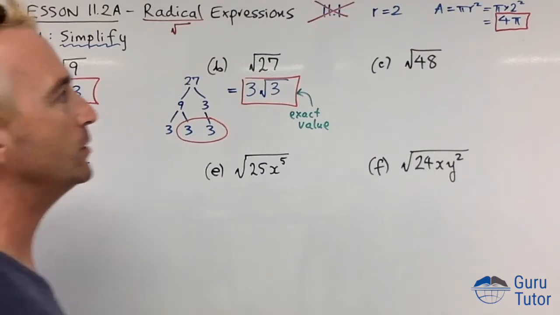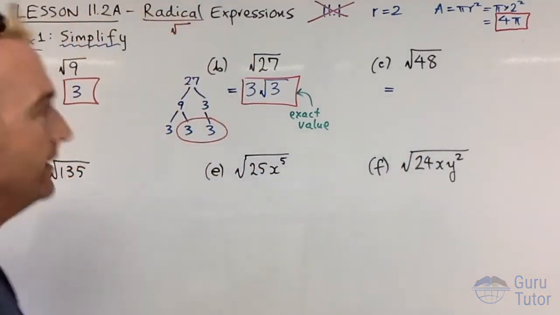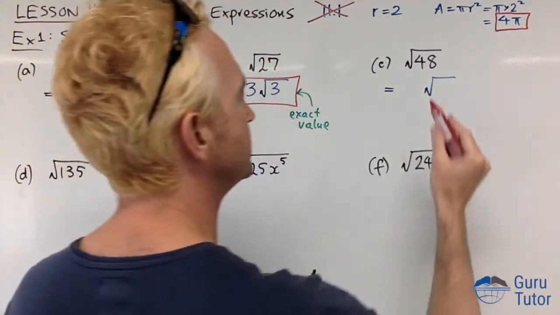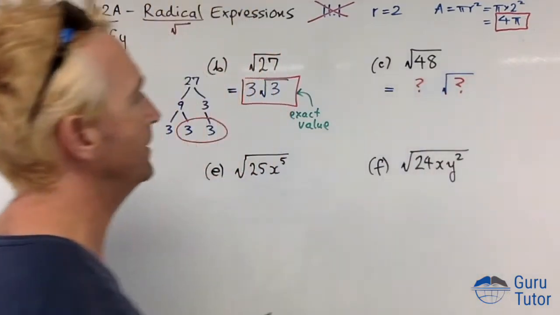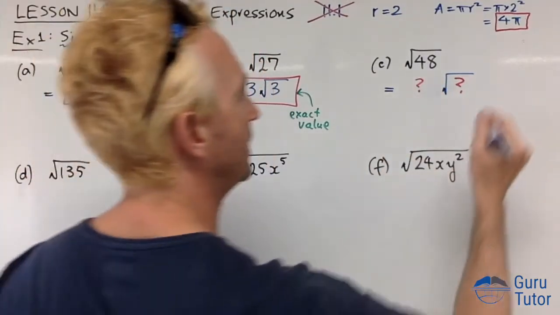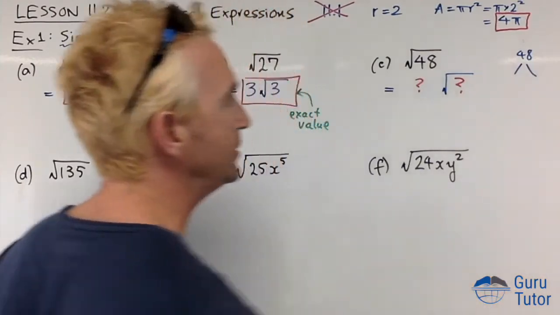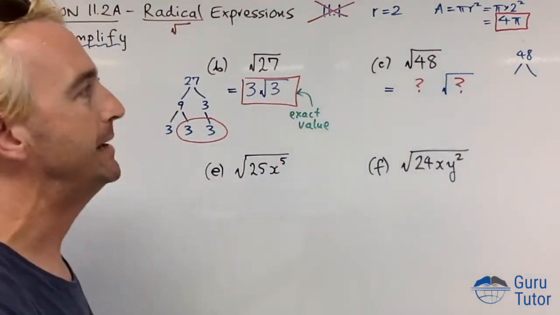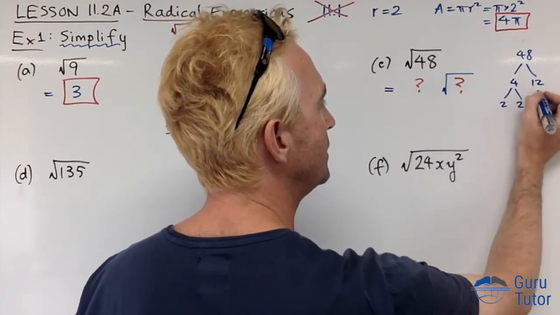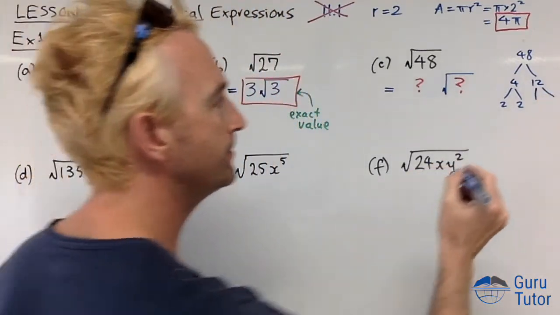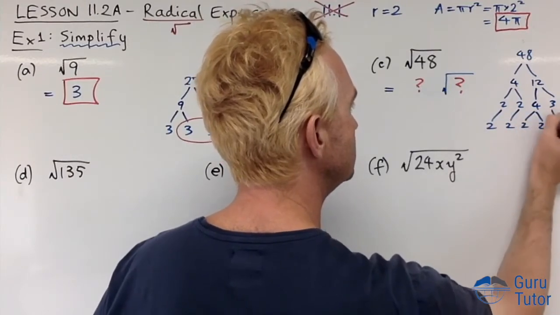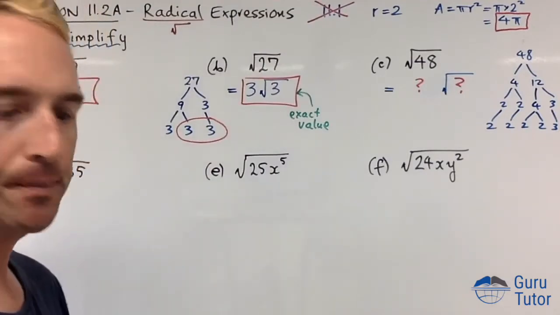Let's do another one. Radical 48. Again, is that a perfect square? No, so the answer is going to look like something radical something, like 3 root 3. Let's do our factor tree for 48. You can do a factor tree many different ways, but you should always end up with the same prime numbers at the bottom. 4 twelves are 48. 4 is 2 times 2. 12 is 4 times 3. No, I won't cheat, I'll write it all out properly: 2, 2, 2, 2, 3. Now let's make some pairs.